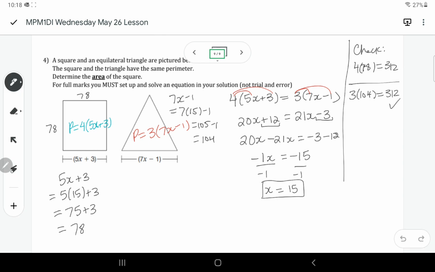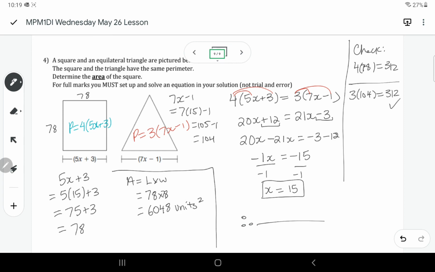But what I'm actually being asked for is the area of the square. So we know the area is length times width, and for a square they're both the same. So it's 78 times 78, or 78 squared. So that's 6,048 units squared. And you would write your therefore statement kind of connecting those together.